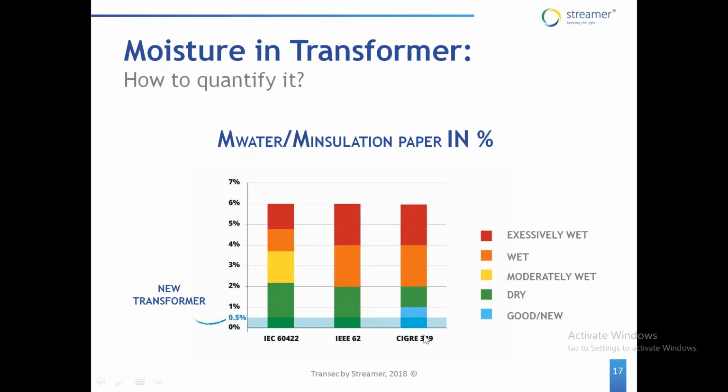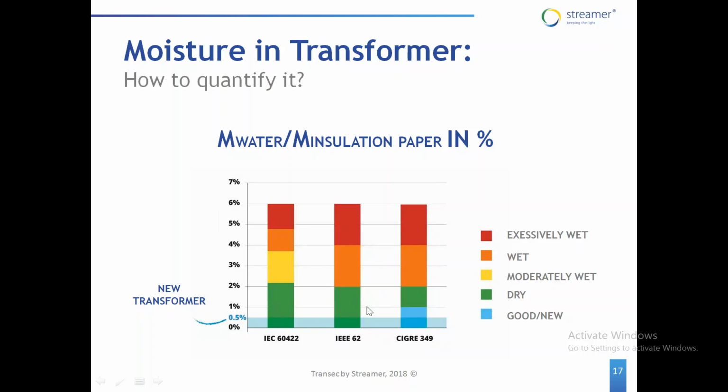The CIGRE 349 curve says that from 0 to 1% of moisture in paper, the transformer is good, or as good as a new transformer. If the moisture content in the transformer paper is between 1 to 2%, then it is a dry transformer. If the moisture content is between 2 to 4%, then it is a wet transformer. And if it is more than 4%, it is an excessively wet transformer. This is the guideline of CIGRE. All the other guidelines follow a similar trend.